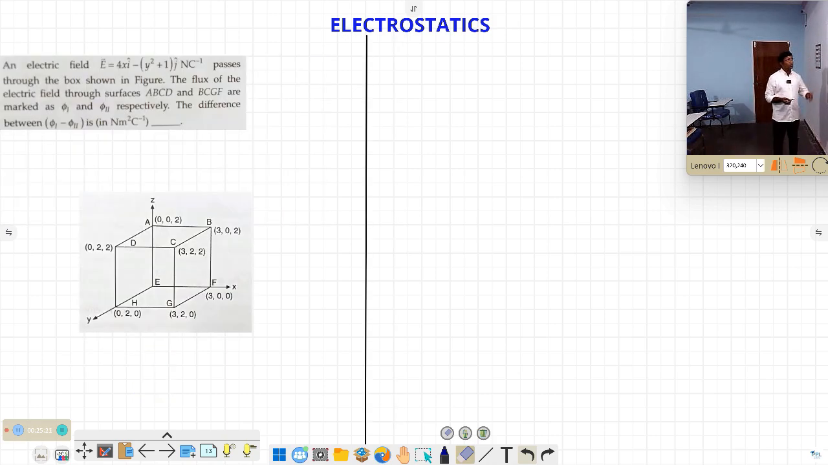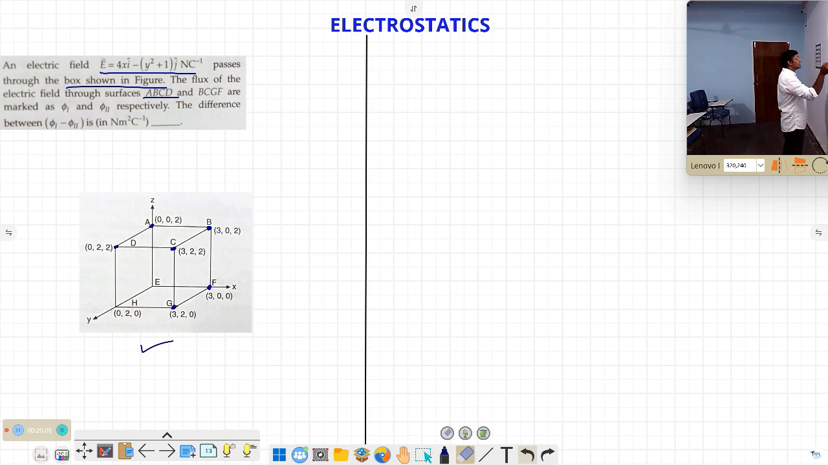Now the next question is also one of the questions given in previous competitive examinations, that is, mains examinations. What is the question? They gave the electric field in vector form as 4x i cap minus y square plus 1 j cap Newton per coulomb, passing through the box as shown in the figure. The flux of the electric field through the surfaces is asked. Two surfaces are given: A, B, C, D, where this is A, this is B, this is C, this is D, and B, C, G, F.